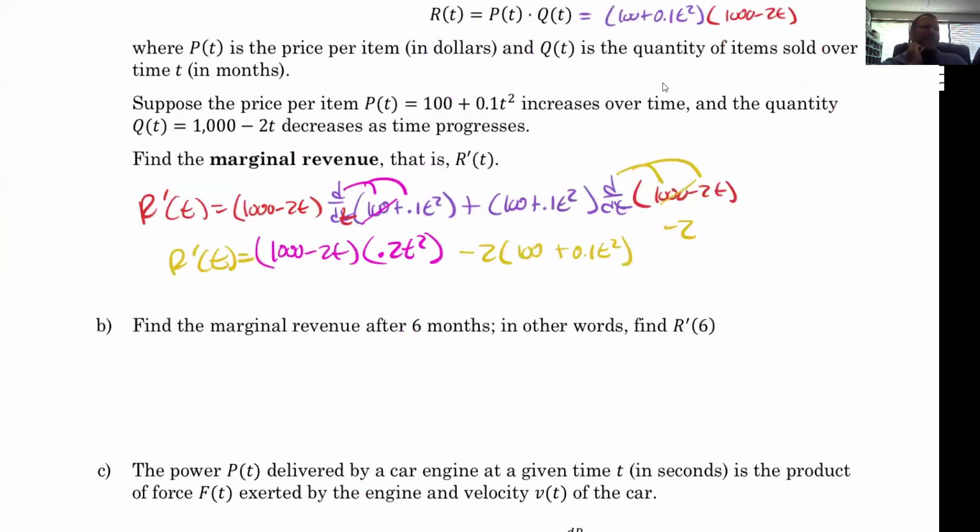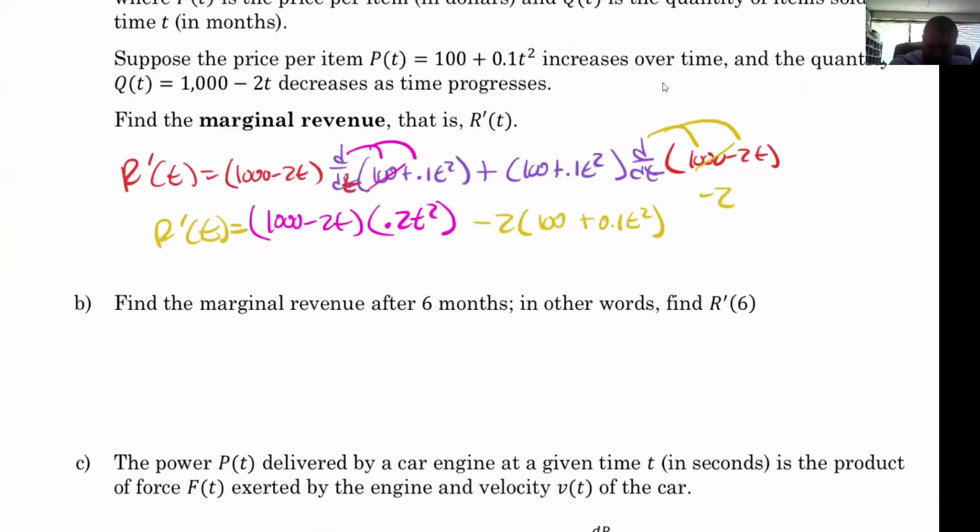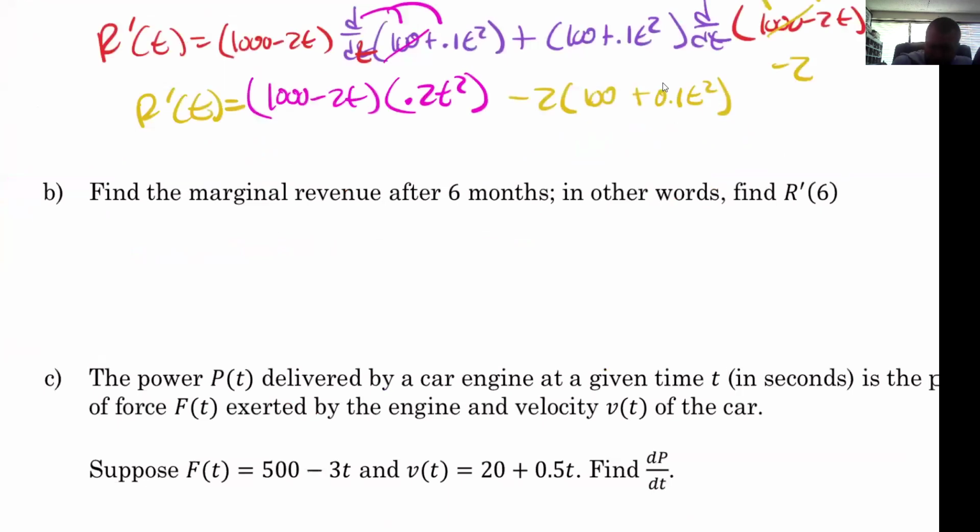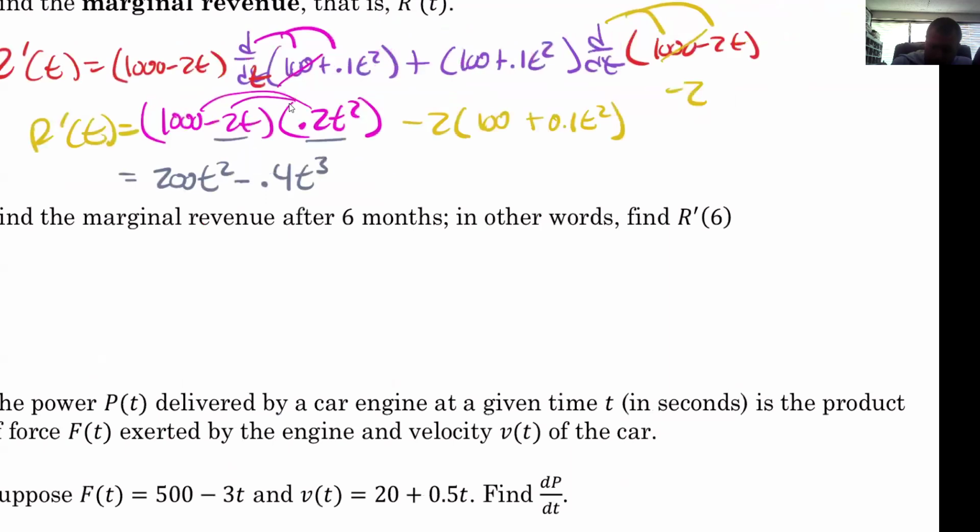We could definitely clean this up a bunch. Let me actually write it out as a little bit of a nicer function. So I'm gonna just distribute this to both pieces. So 2/10 times 1,000 is going to be 200 t squared minus 2 times that is going to be minus 0.4 t cubed minus 200 minus 0.2 t squared.